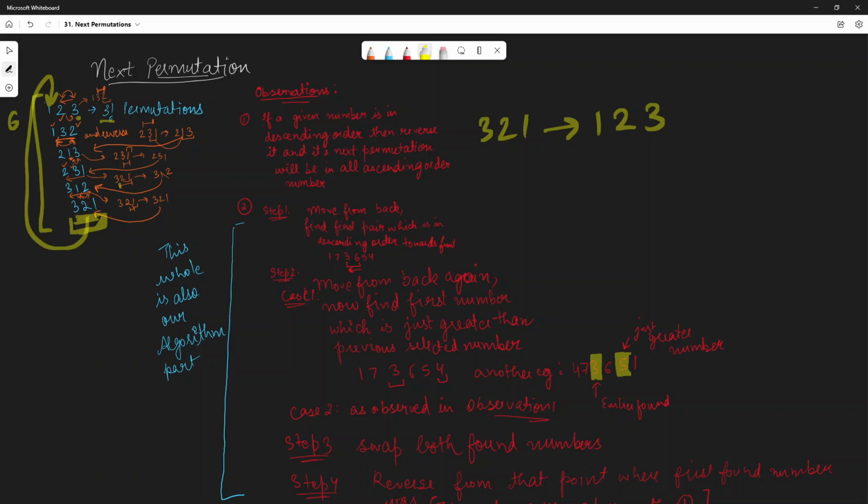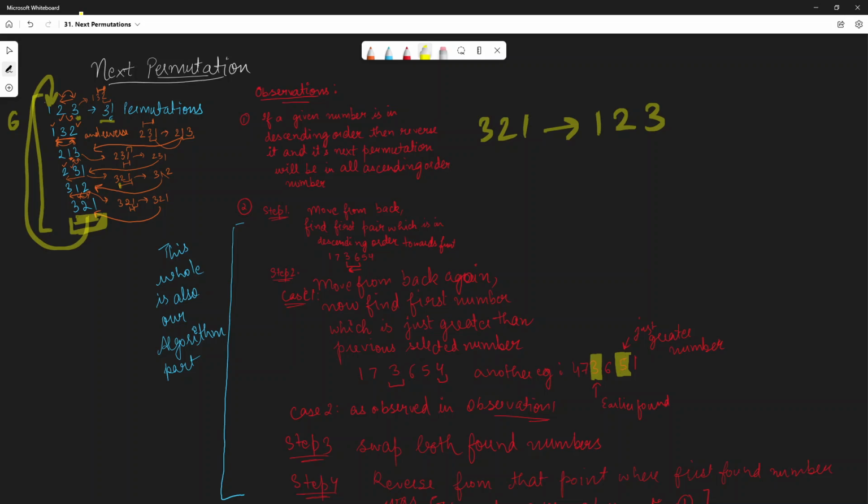Basically, we are simply required to find out the next lexicographically larger order. Here it is the small ascending order only, but what is required in this question is that we find the next larger number, just larger than the one we presently have. So that's the thing here.